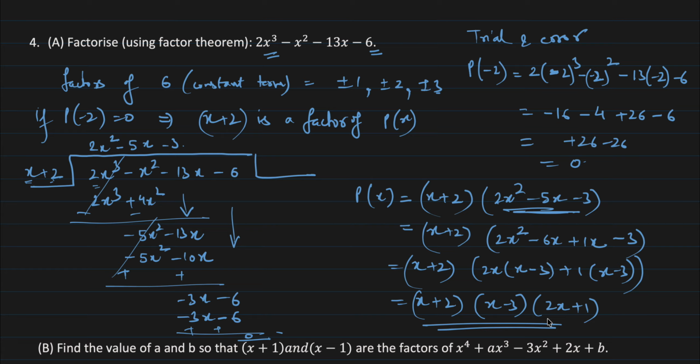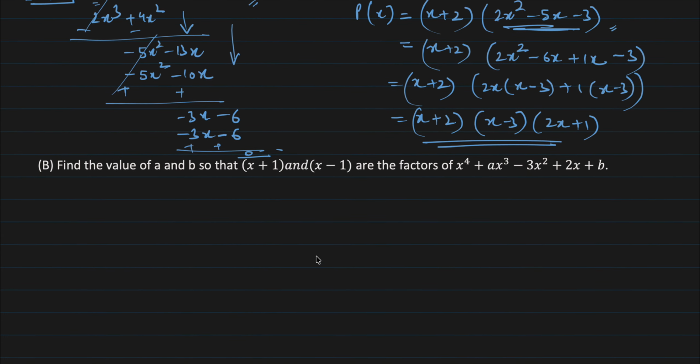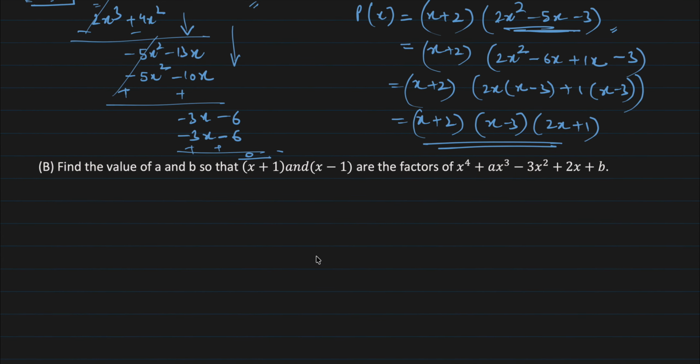Hope this is clear how to factorize. Take the constant term, get its factors. Trial and error, try and find out which factor will give you 0. Okay, after substituting in place of x, then that will be a factor. Divide your polynomial with that factor. Get a quadratic factor, middle term split it, and get all the 3 factors, right? Now the b part here.